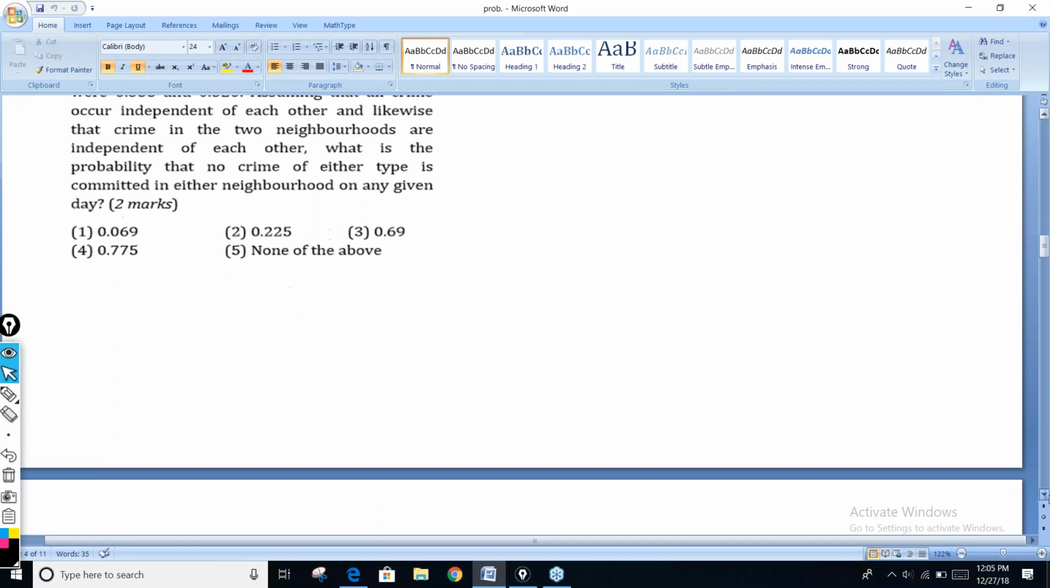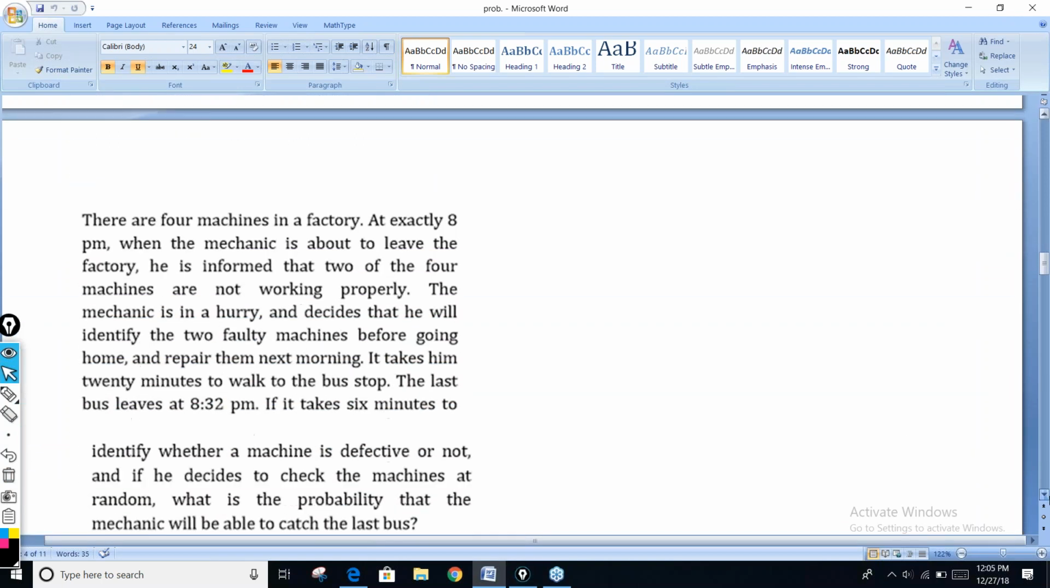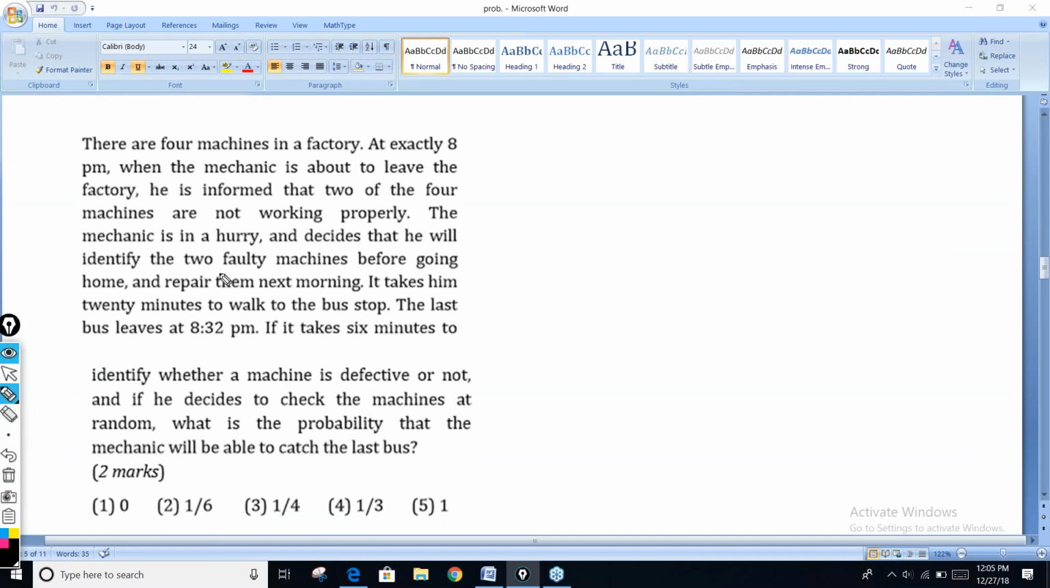That was a good question. There are four machines in a factory at exactly 8 p.m. When the mechanic is about to leave the factory, he is informed that two of the four machines are not working. There are four machines, M1, M2, M3, and M4. Two of them are not working.